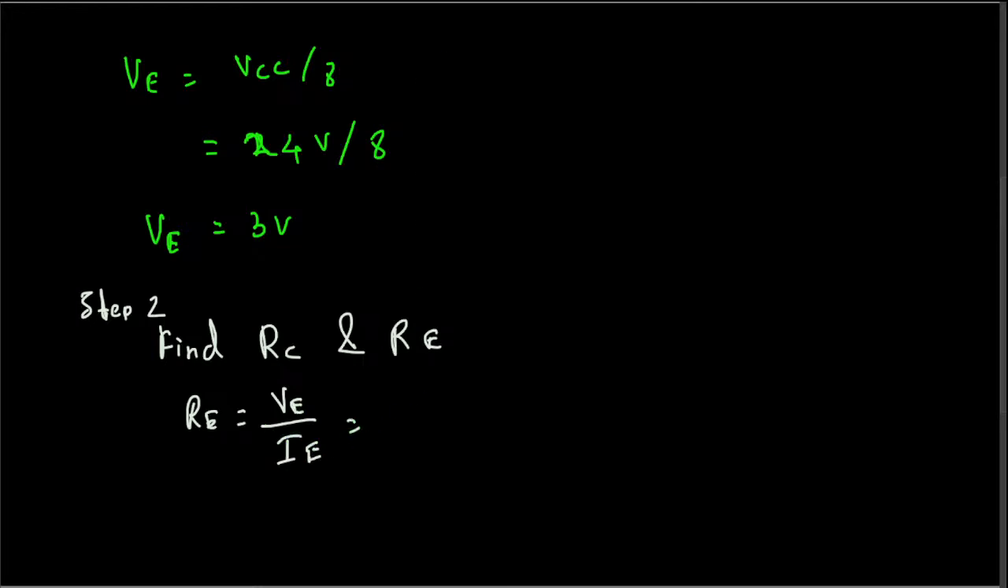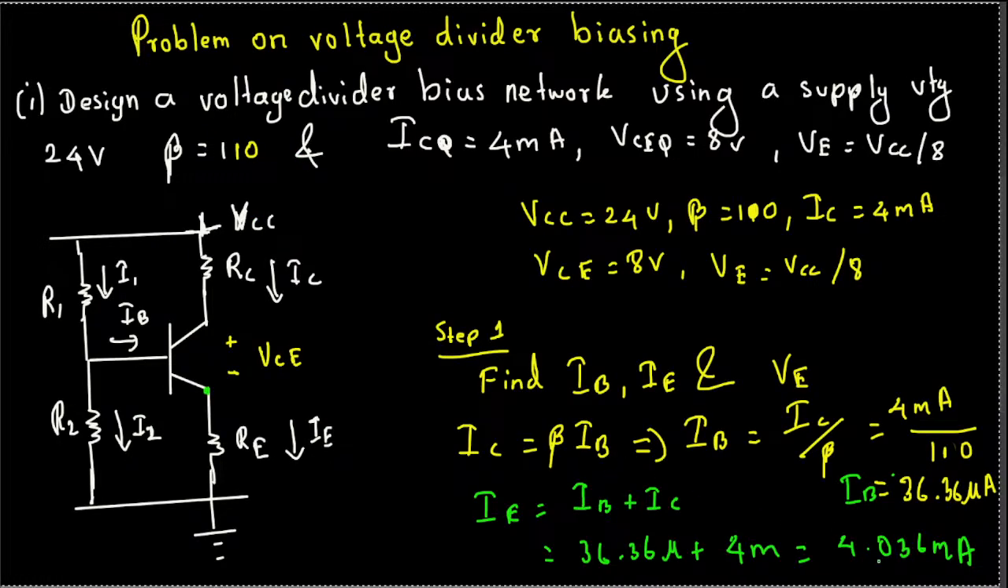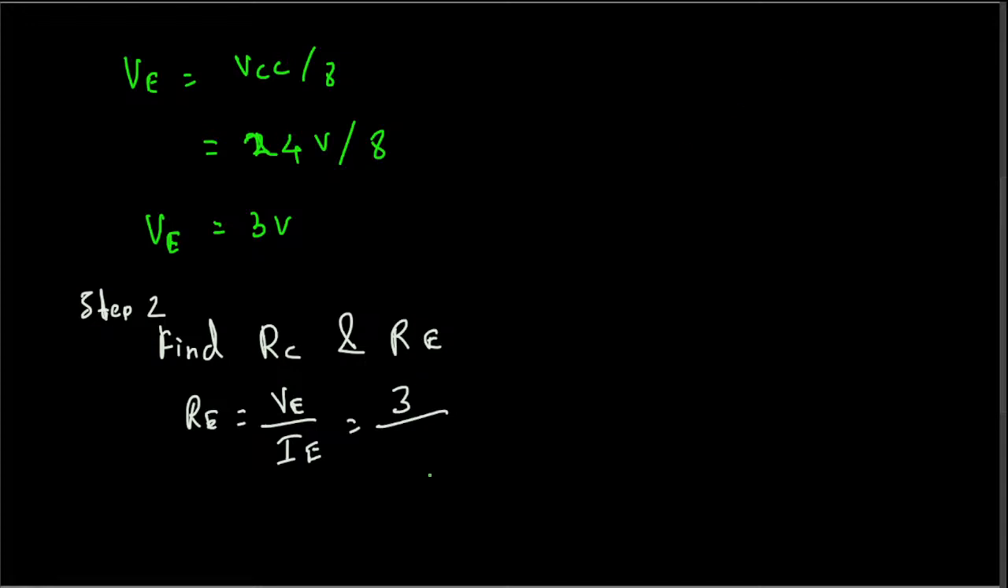And VE is right here, 3 volts, divided by the IE that we found to be 4.036 milliampere. So 4.036 milli right here. If you divide 3 by 4.036 milli, that milli goes to the top and becomes kilo. So 3000 divided by 4.036, if you divide that, you will end up getting 743.24 ohm resistance. That's our RE value.